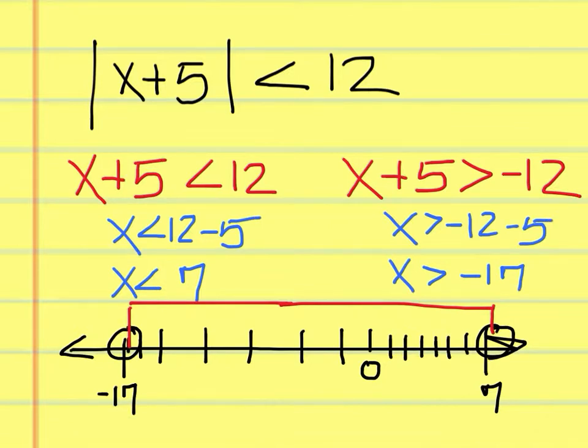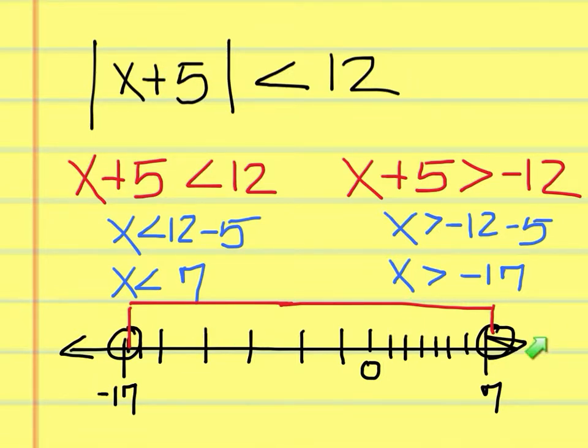So we'll check each area. We'll choose the 0 in the middle. If I put a 0 in this inequality, I'm going to come back with 5 less than 12. That is not true. Or, oh, I'm sorry, that is true. Yes, that is a true statement. 5 is less than 12.